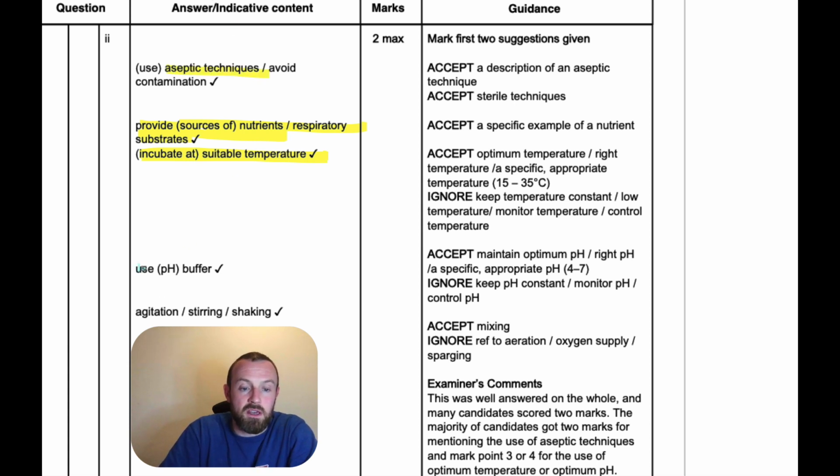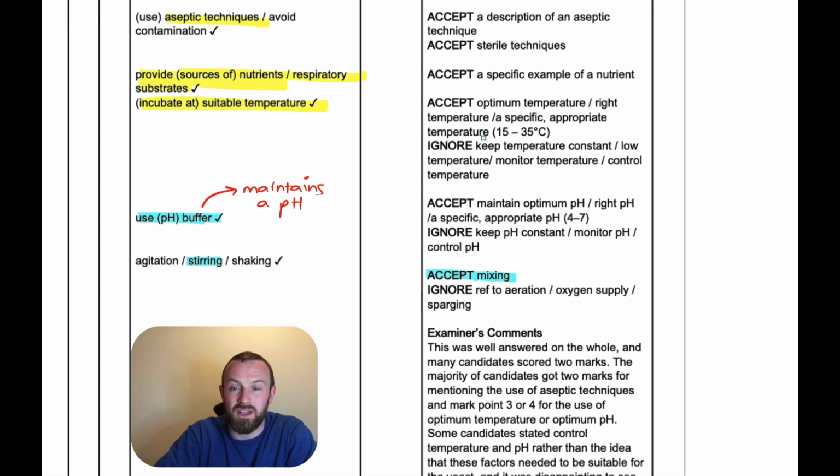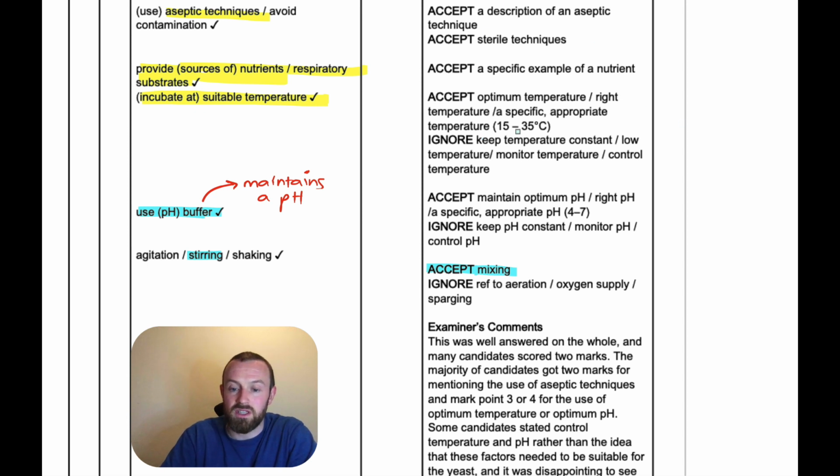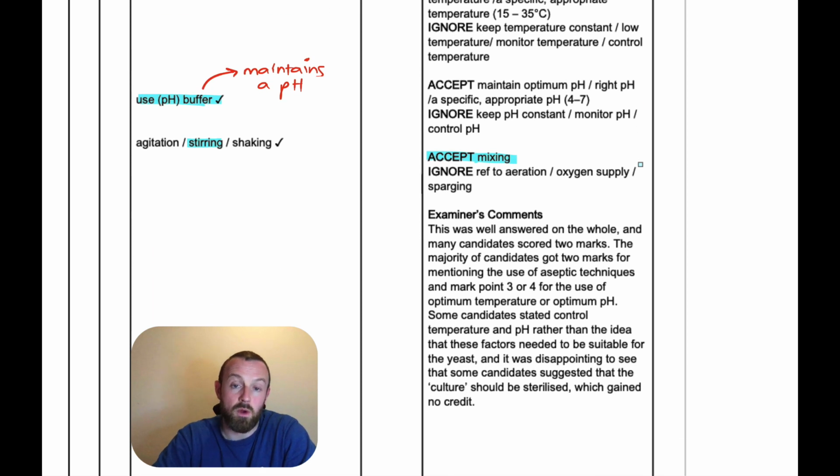You also could have got marks for saying use a pH buffer. If you've forgotten, a buffer is a solution that maintains a pH. If you do chemistry A level as well, you might know that. It resists changes to pH, kind of moderates it. And you could have also said stirring or mixing, actually. It says accept mixing over here. So you might want to just double check on the right-hand side. There's lots of accept here. Accept a description and all these things here. So pause there if you'd like to have a look, and also just scroll down just a teeny bit if you want to look at the examiner's comment there as well. You can pause. All right, let's move on.